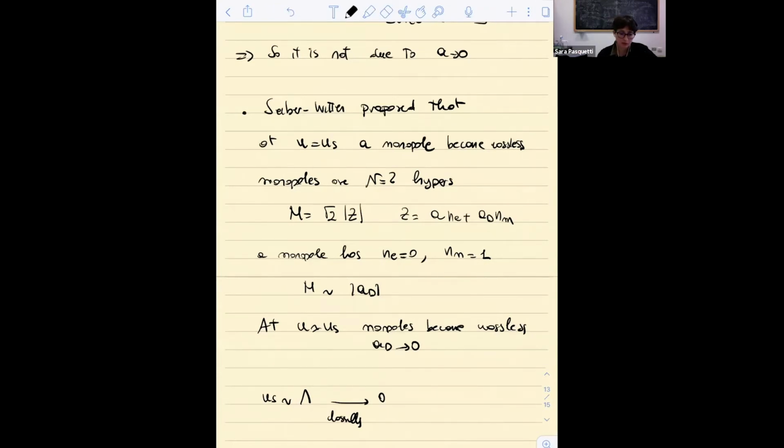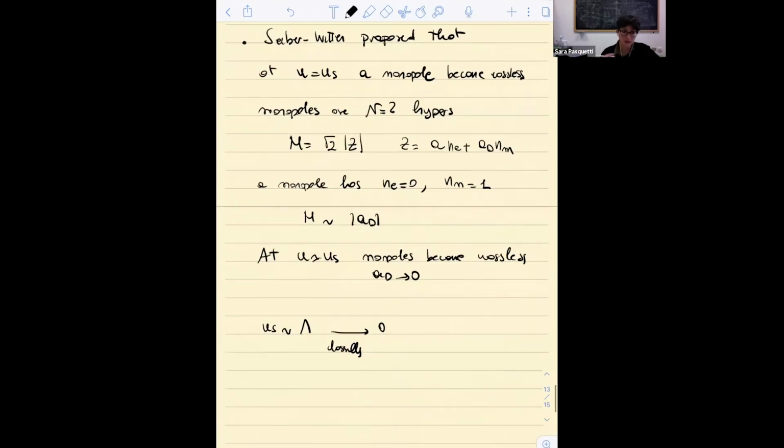Now we need to understand how to get the physics. So this is why we need the dual description, because knowing that the monopoles are going massless would not be really helpful because we would not know how to write down a Lagrangian for the monopoles. But the idea is that if we use our dual description of the theory in terms of dual fields, then the monopoles become like electrons, like ordinary electric hypers for the original theory.